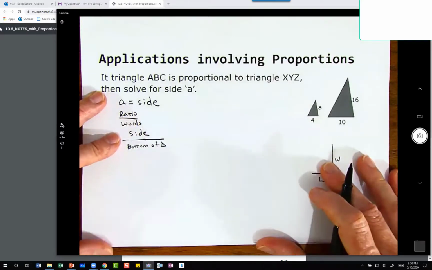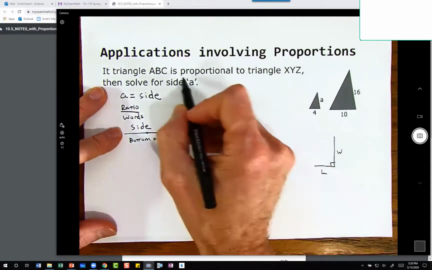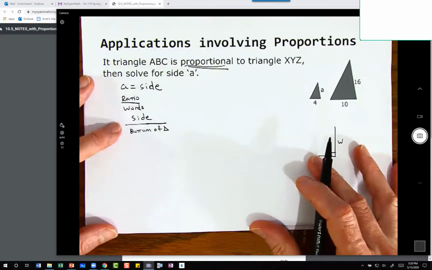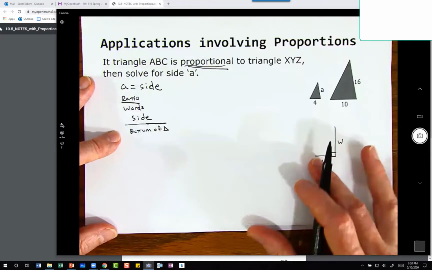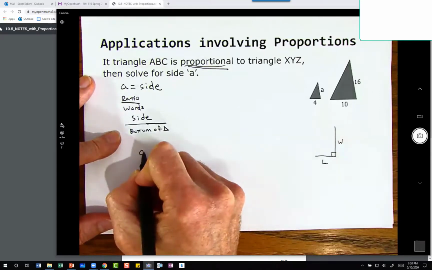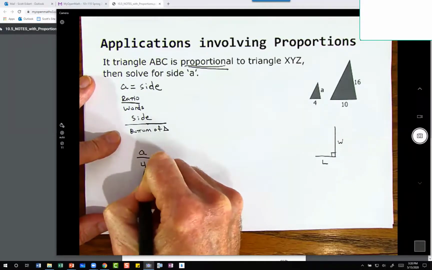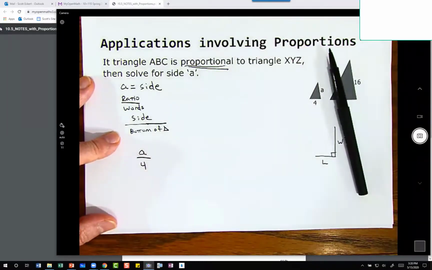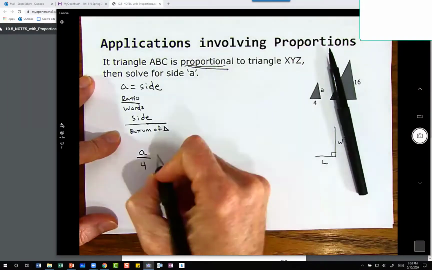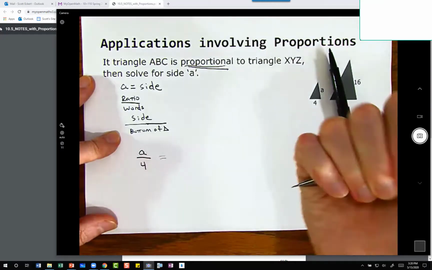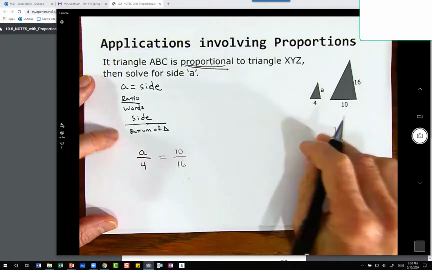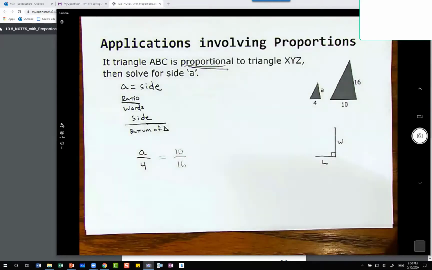Okay? Now I need a proportion equation. So I'm going to go A over 4 equals 10 over 16. How am I doing? Wouldn't the 16 be on top?